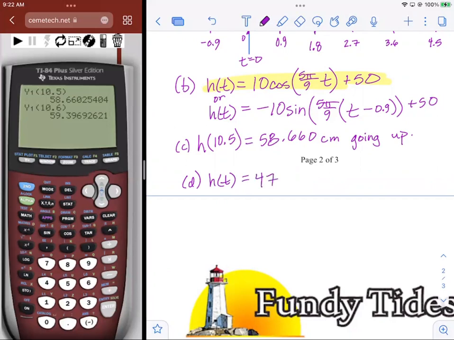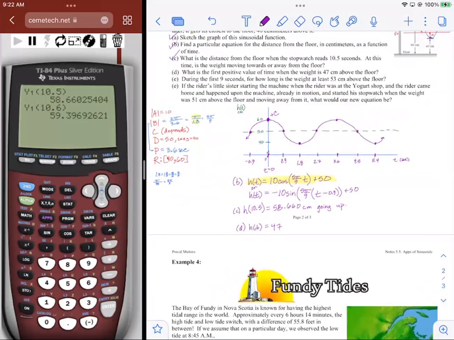47, right? 47. And now we're going to go back to y equals, and in y2, I'm going to graph 47. And it should graph as a horizontal line. Boom. And now all you got to do is look for the correct point of intersection. If I had said, where is it at 47 going down for the first time? That would be the very first positive one. That's the one we want.